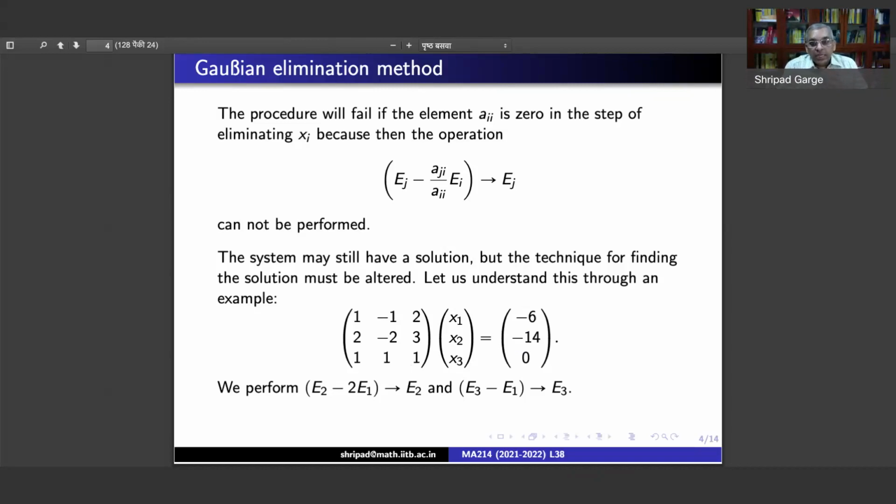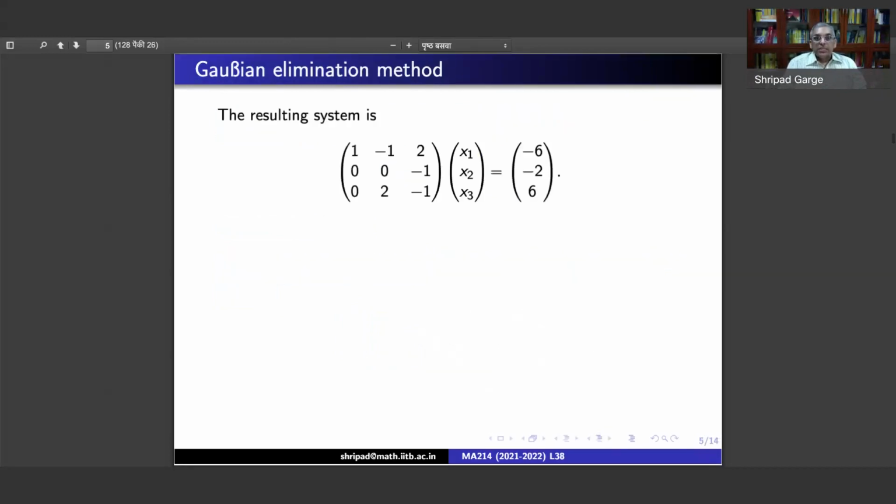Now let's look at the last row. We are simply subtracting E1 from E3. So it will give me 0, 2, minus 1. And this will become 6 because you are subtracting E1. So it gives you 6. So this is what we are going to get. We get 1, minus 1, 2, x1 and minus 6.